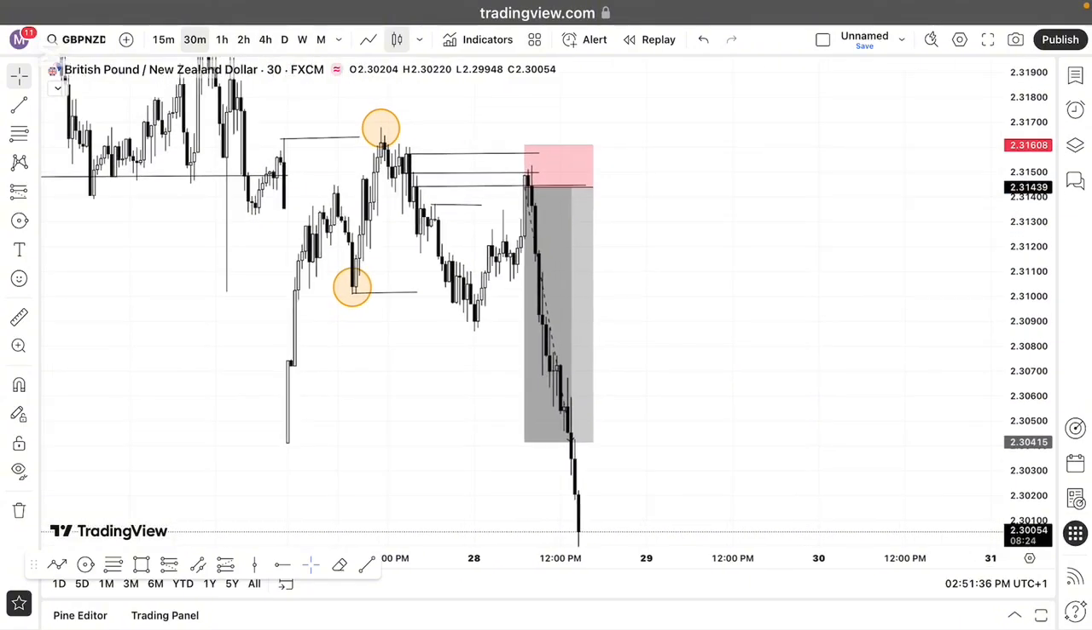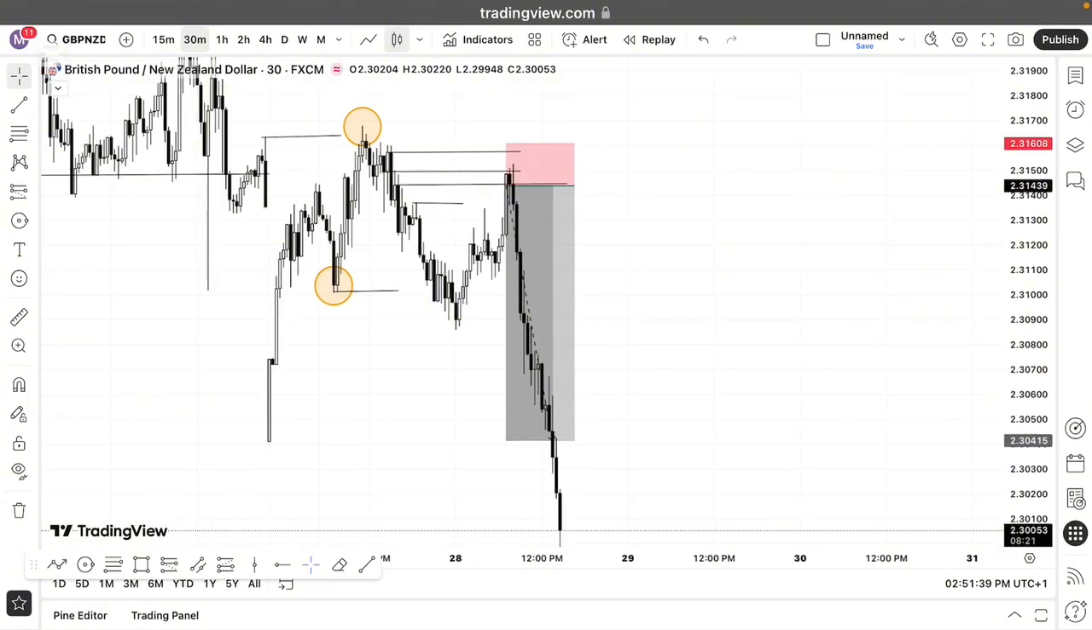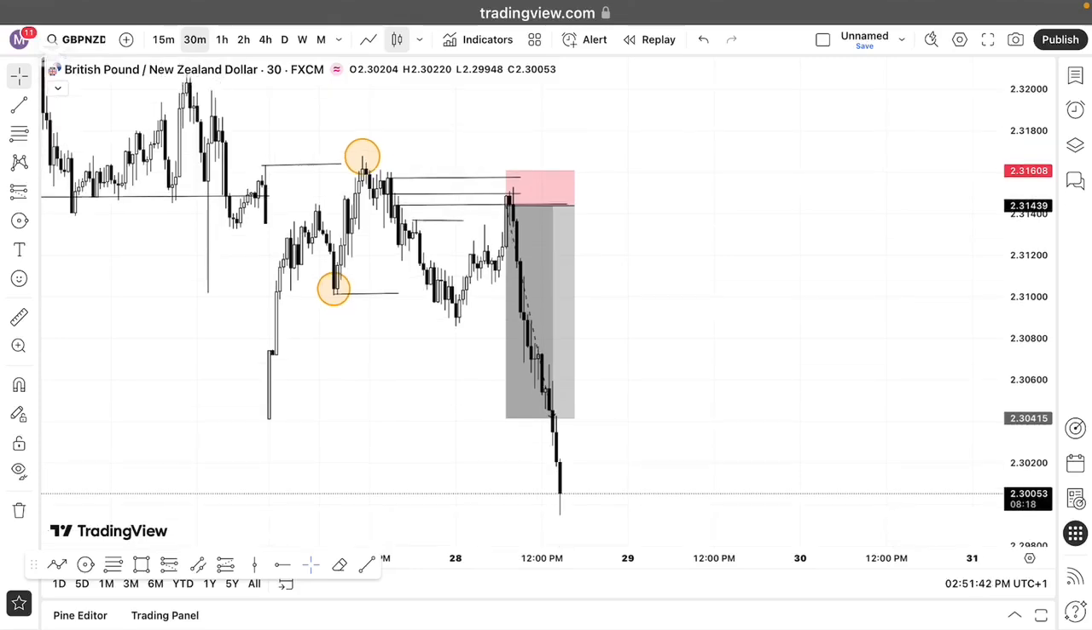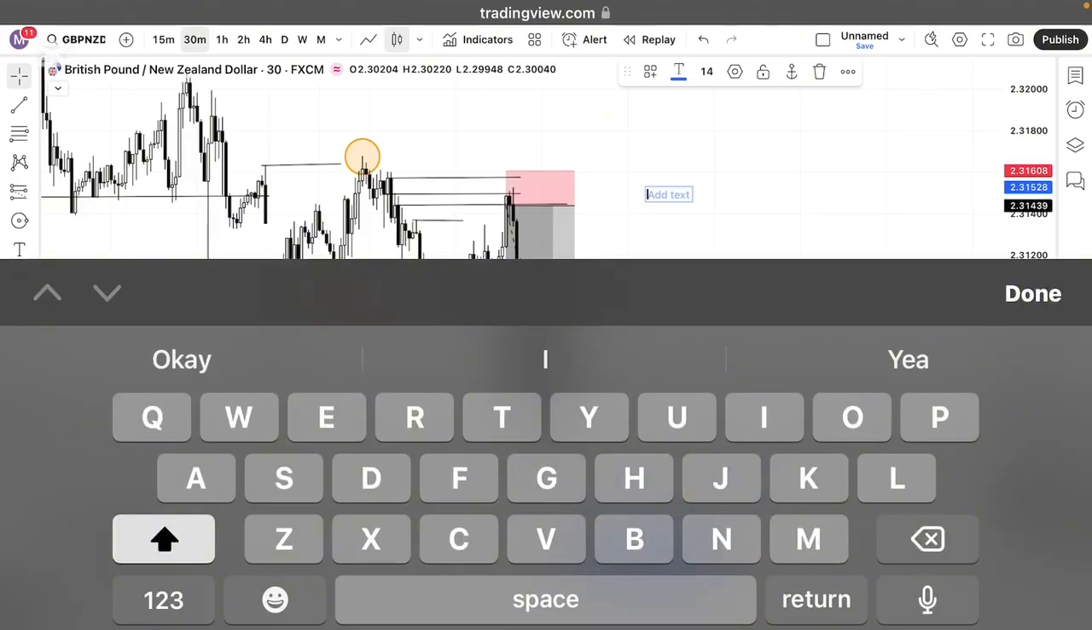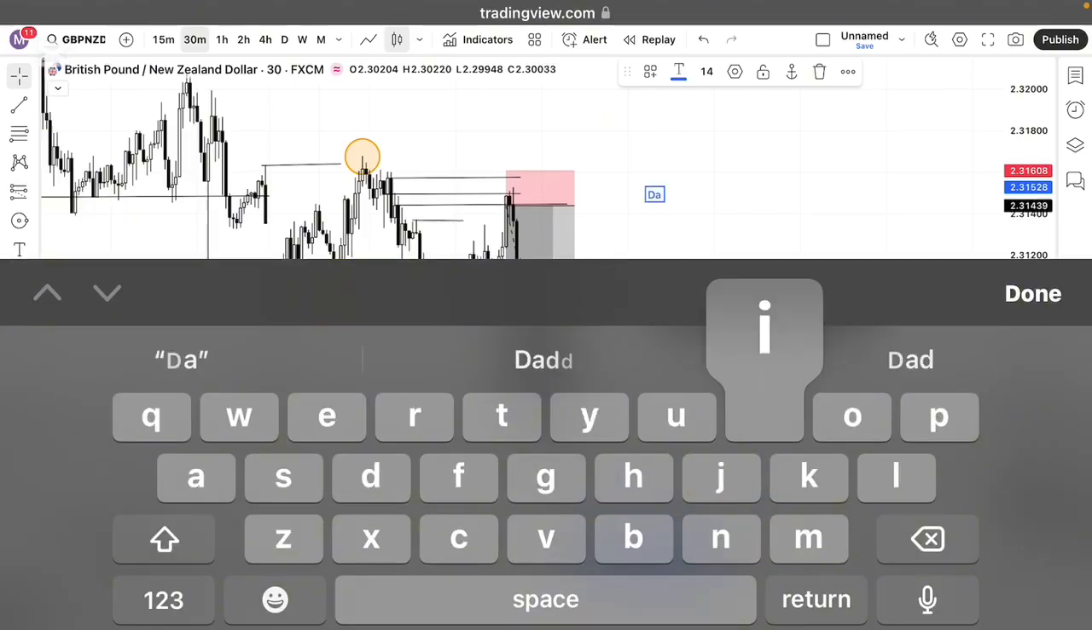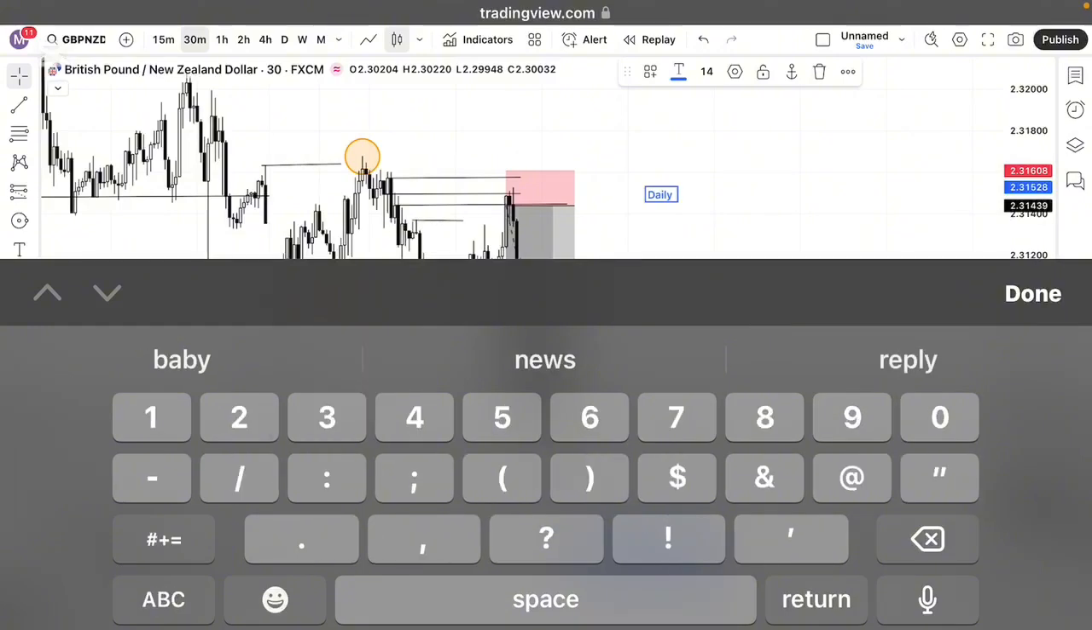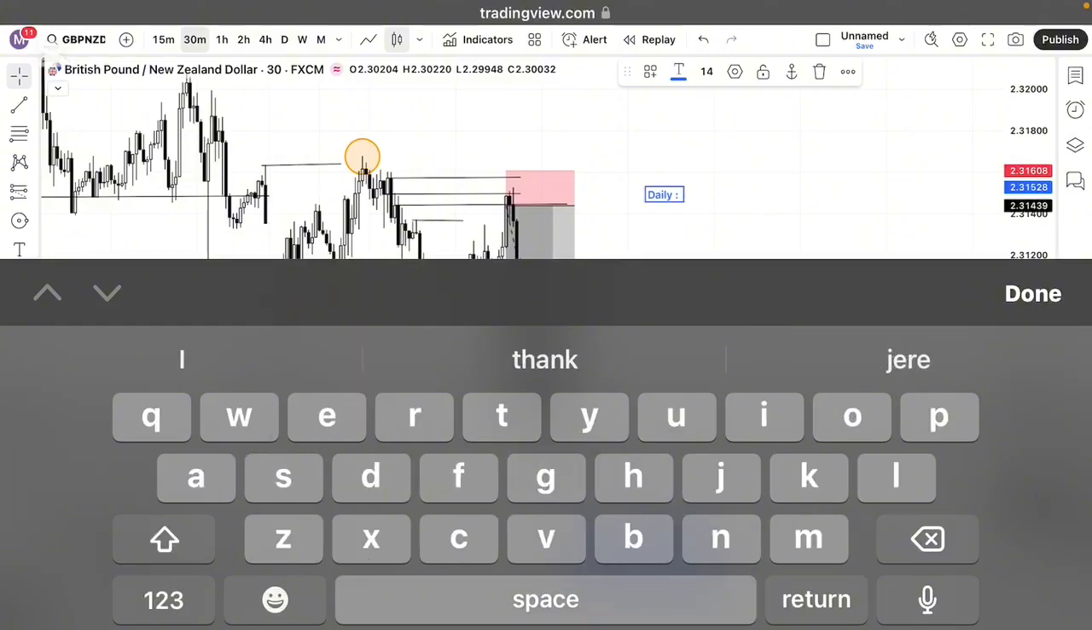So okay, let me give you guys a bonus that you can use. You guys can choose to jot this down. Let me type key level. Look for daily for key level. You can write this down. Daily for key levels. Daily key level.